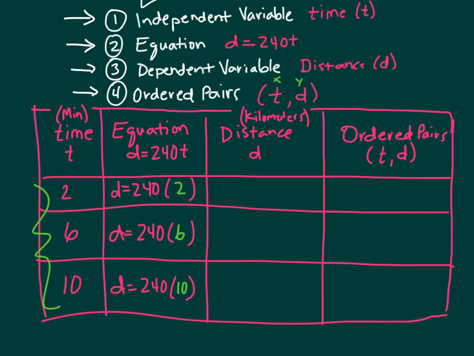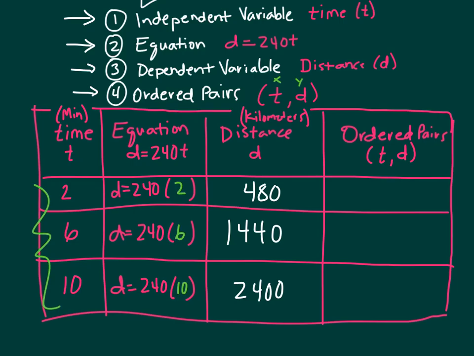So I say 240 times 2, and that's going to be what my distance equals. 240 times 6, that's what my distance equals. 240 times 10, that's what my distance equals, and you can fill in those as you go. So those are my answers.